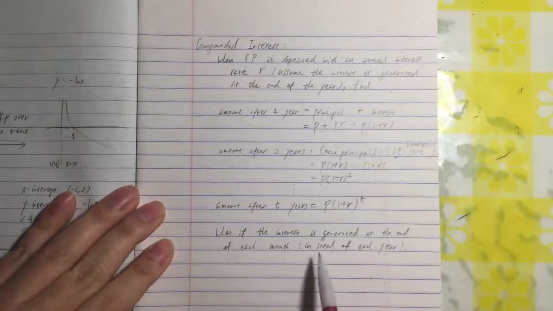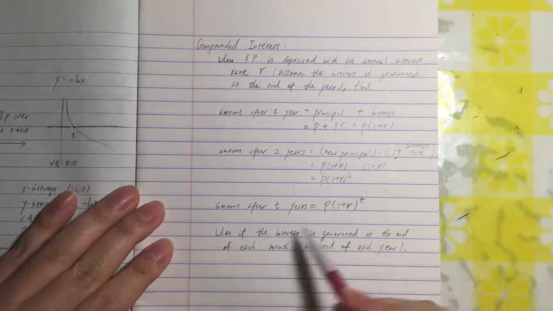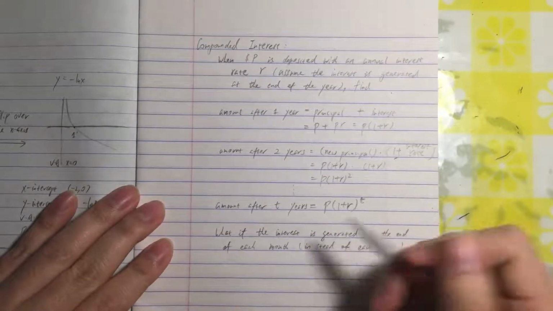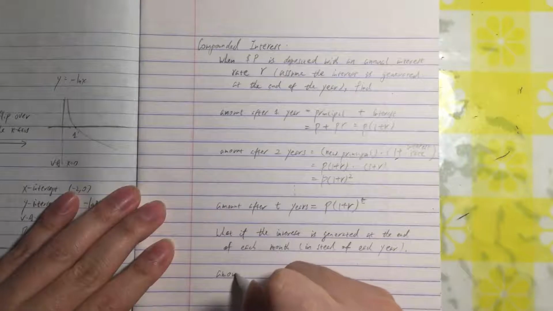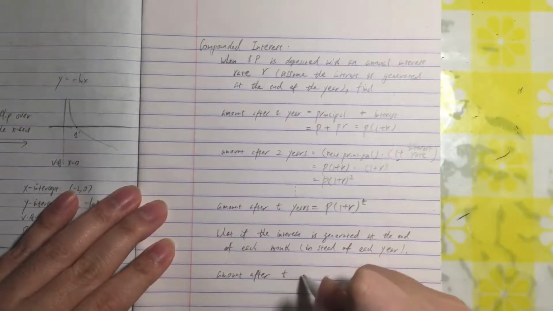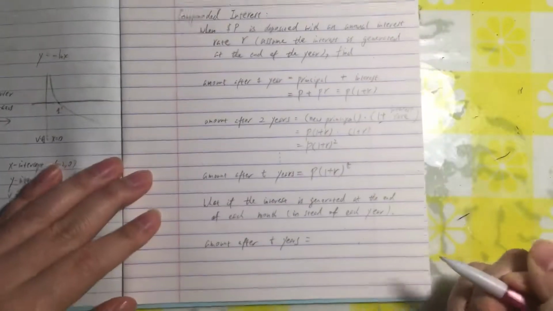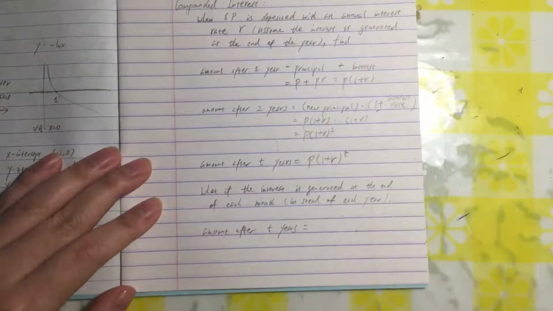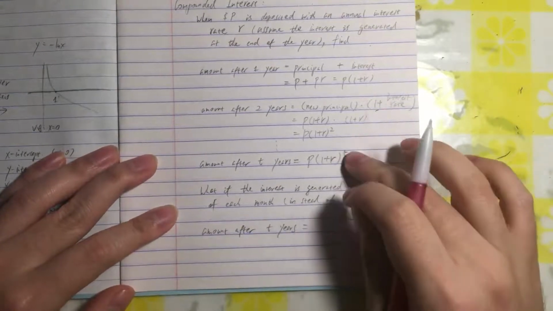Or if the interest is generated at the end of each month instead of each year, then what's the principal? What's the amount after t years? If the interest is generated at the end of each month, then we can use the same formula.